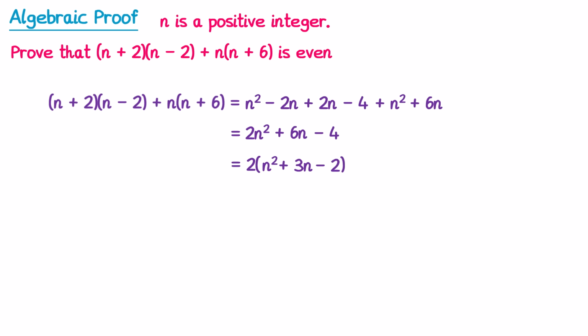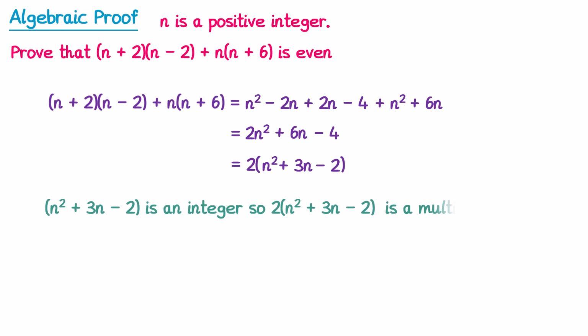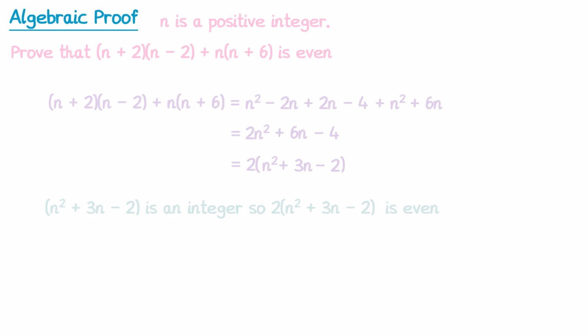So just like the last 2 proofs, we can now write a statement. n squared plus 3n minus 2 must be an integer, which means that 2 lots of that is a multiple of 2. But we know that a multiple of 2 also shows that the number is even. And that's the proof complete.